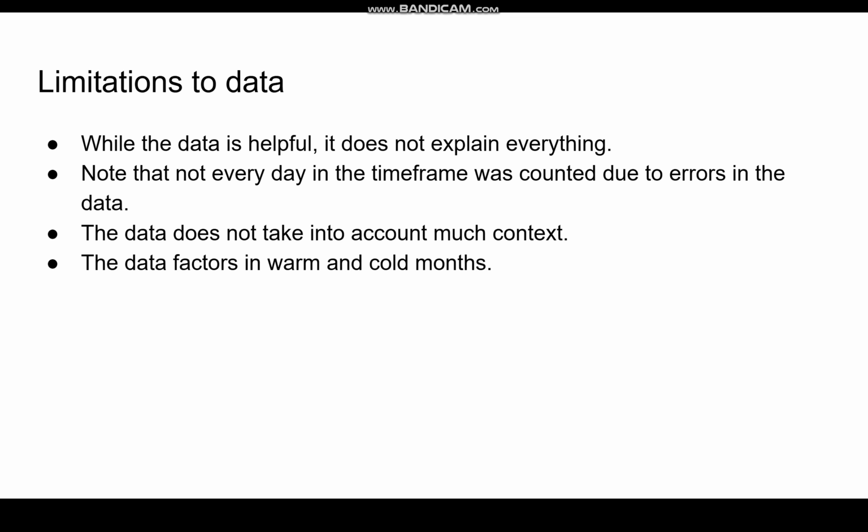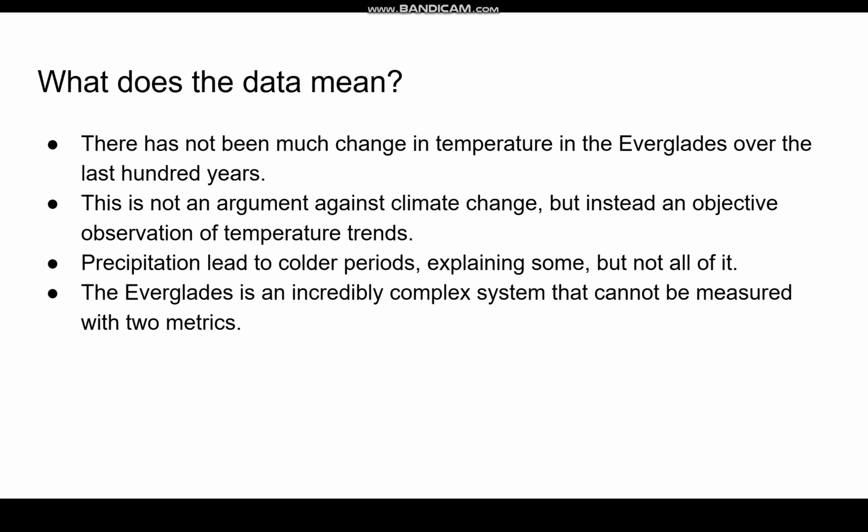In addition, there isn't really much context outside of precipitation. You don't really know what's necessarily been happening, like, say, in the 70s when the ozone layer was getting damaged, right? That doesn't take into account any of that. And then lastly, the data also factors in warm and cold months. So I'm not just talking about summer months. I'm not just talking about winter months. It is all months over time, which is certainly a potential reason why we don't see that much of a change in the mean.